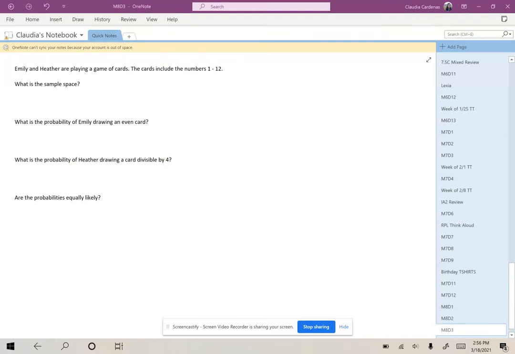So yesterday we looked at probability of certain events occurring and how we can represent them as fractions, decimals, or percents. And today we're going to continue looking at events that could be equally likely to happen. So let's go ahead and read the problem below.